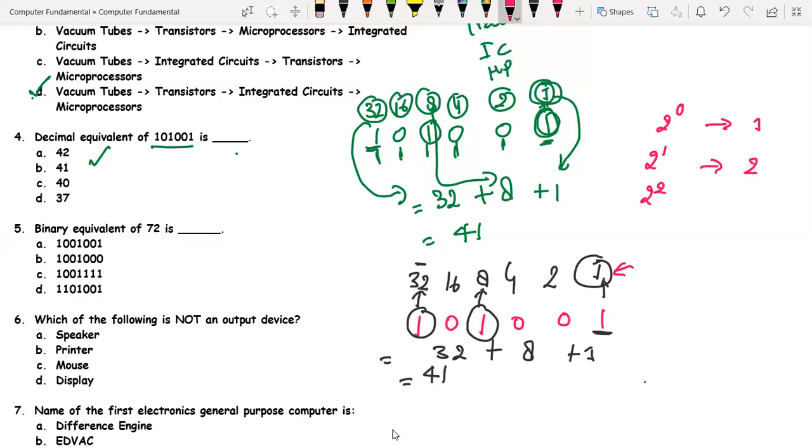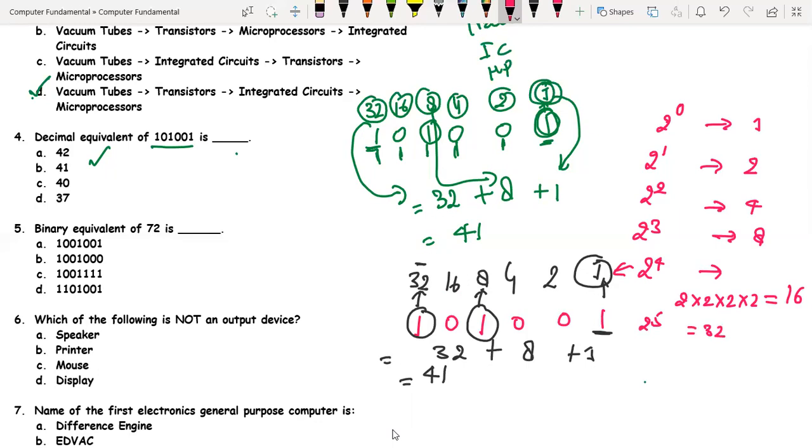Next is 2 to the power 2. Its place value is 4: 2 multiplied by 2, so 4. Next one is 2 to the power 3. The value is 8, meaning 2 multiplied by 2 multiplied by 2. Next one is 2 to the power 4, so multiply 2 four times, 2 times 2 times 2 times 2. What is the value? 16. Next one is 2 to the power 5, and the next value is 32.